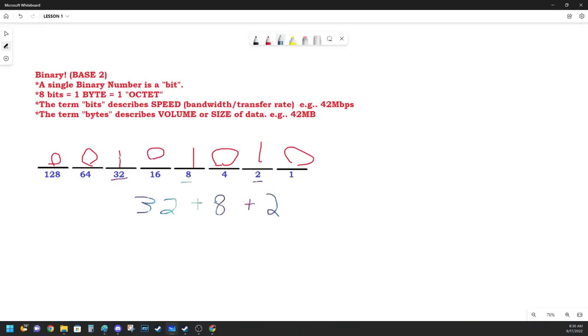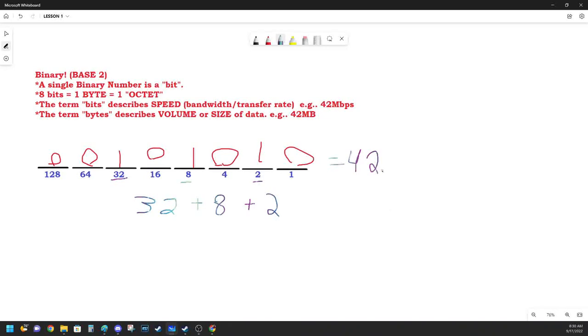But the ones being placed where they're at here just means that it's 32 plus 8 plus 2, which will be the number 42. So this 8-digit binary number is equal to the normal base 10 number 42. Realistically, if you can write these 8 lines and then the numbers beneath them, 1, 2, 4, 8, 16, all the way to 128, if it has a 1, you add it. If it has a 0, you don't add it. That's literally all binary is.